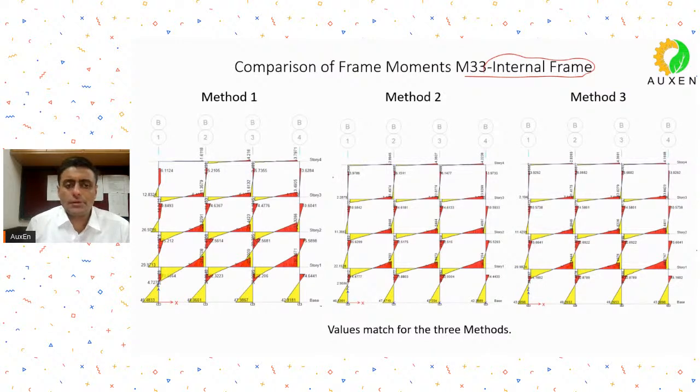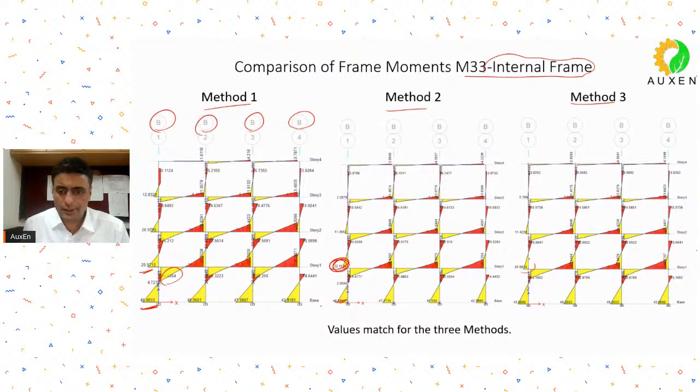Internal frames means those on my grid B, which had a tributary width of 6 meters. So this is as per method 1, as per method 2, as per method 3. You know which method stands for what, and you will see almost similar moment values, right? In the beams also, and in the columns also. Do you get it? Almost similar. Here there is a variation, and here there is a variation, but otherwise, these are quite matching to each other. Okay.